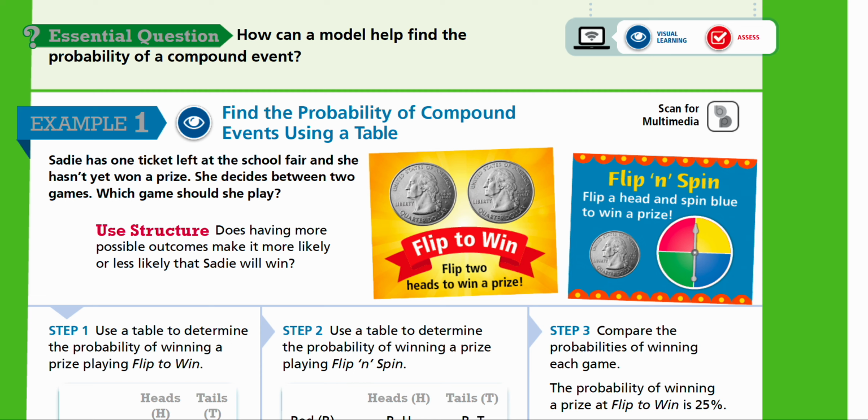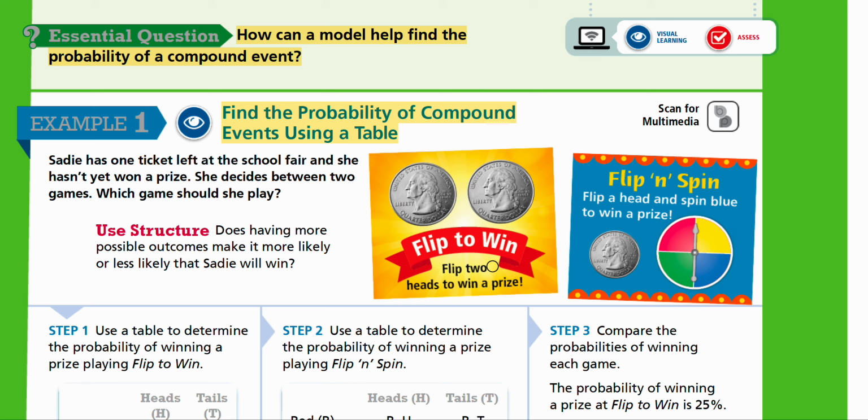Okay, so in this lesson, let's think about this essential question. How can a model help find the probability of a compound event? Let's look at example 1. Find the probability of compound events using a table. Sadie has 1 ticket left at the school fair and she hasn't yet won a prize. She decides between 2 games. Which game should she play?